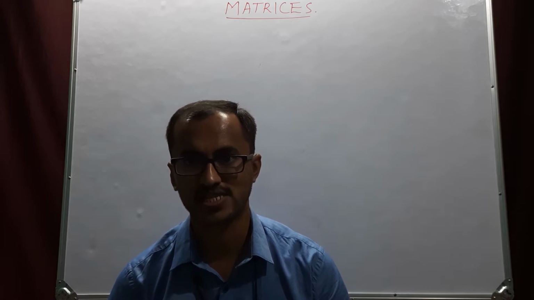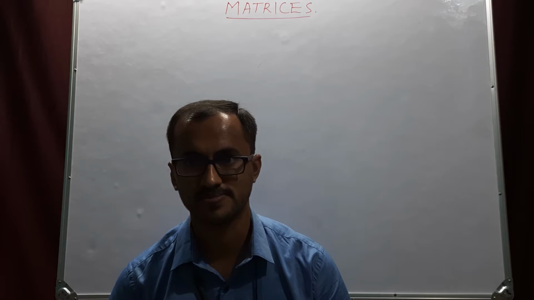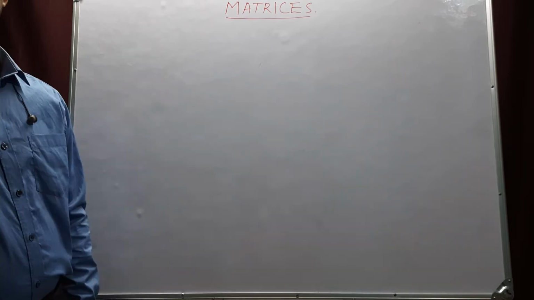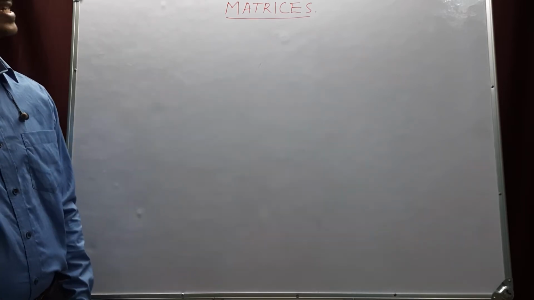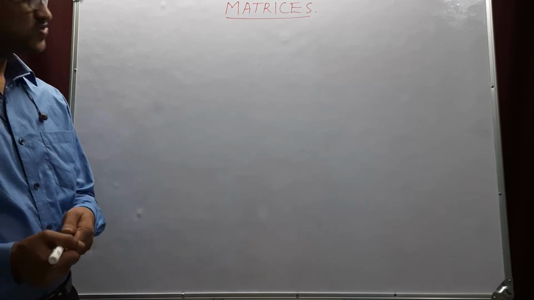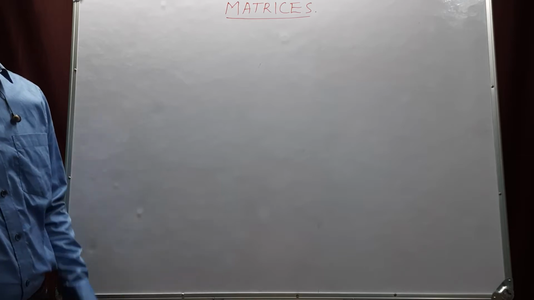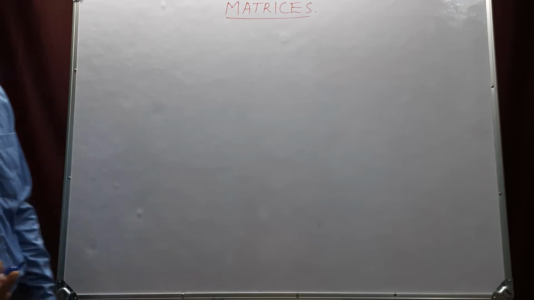So in this class, let us see what is the meaning of matrix, order of the matrix and its different types. So first let us see what is the meaning of matrix. So matrix is a rectangular arrangement of numbers or functions.